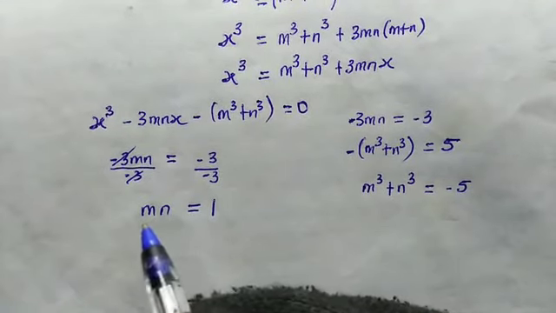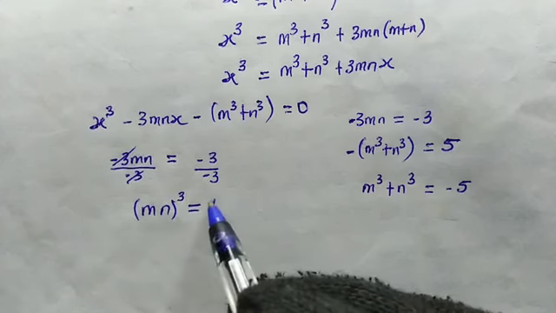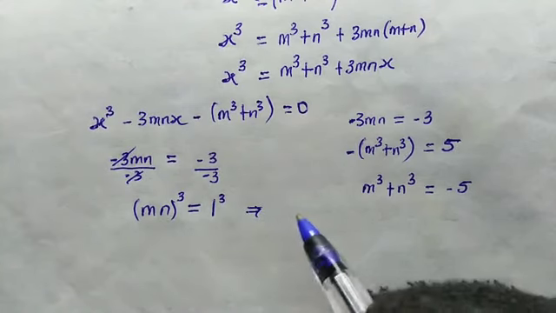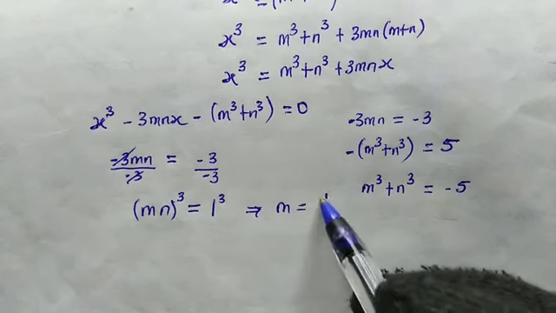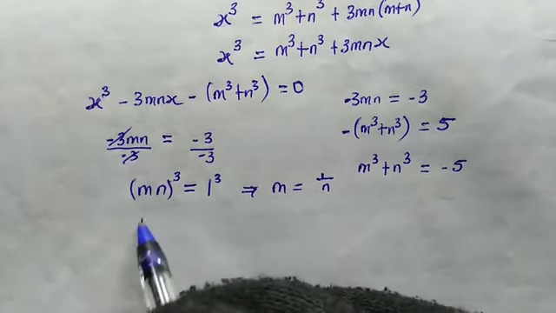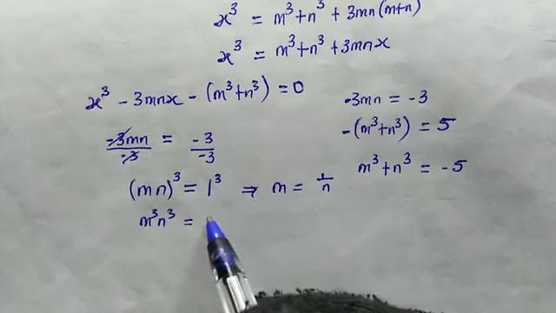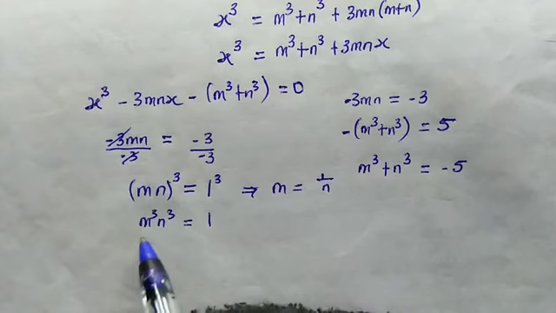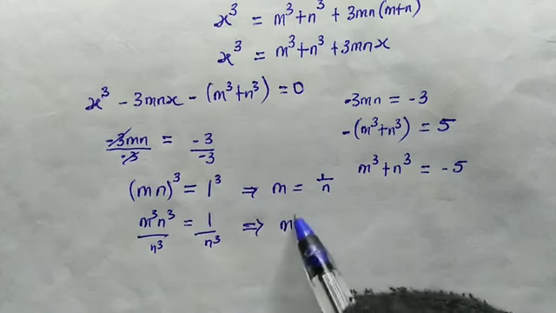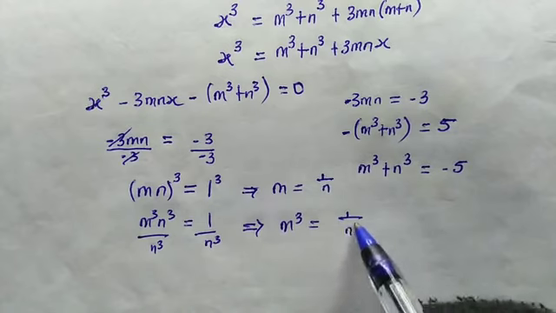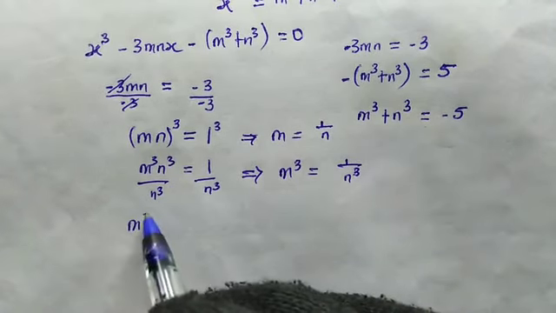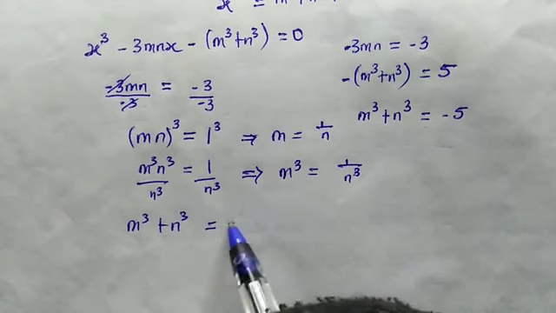So from here, the idea is to cube both sides. But before that, we already know that m times n is equal to 1. So actually m is equal to 1 over n, right? So from here, we get m cubed times n cubed equals 1. So divide both sides by n cubed. So this implies that m cubed is equal to 1 over n cubed. So we're going to make this substitution here. We have m cubed plus n cubed equals negative 5.